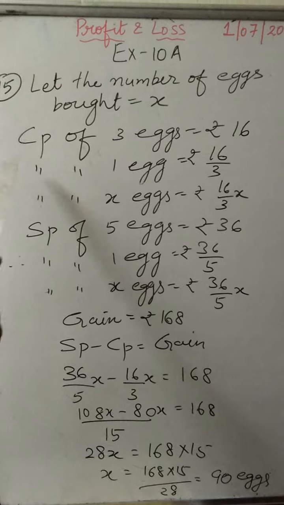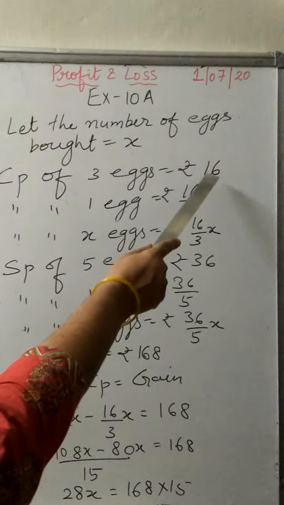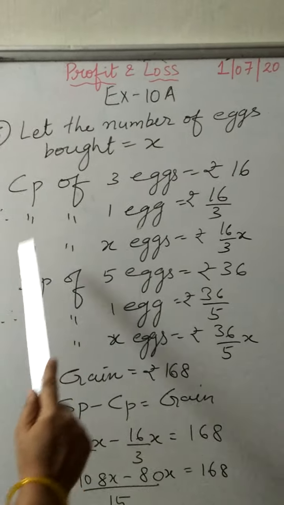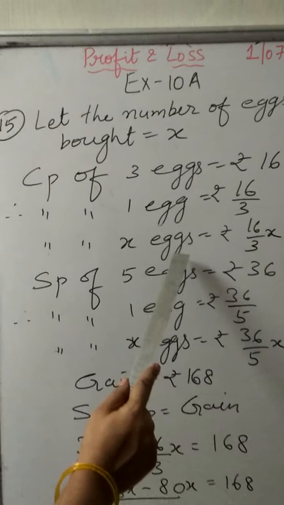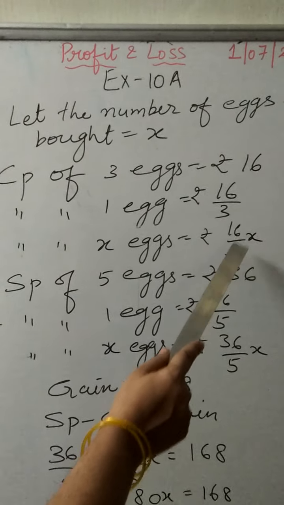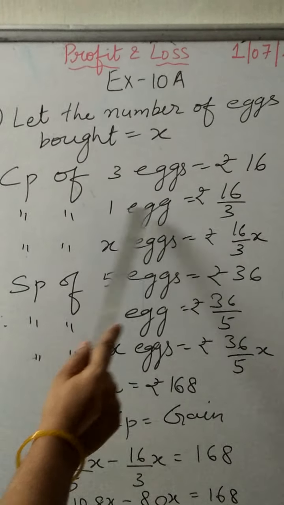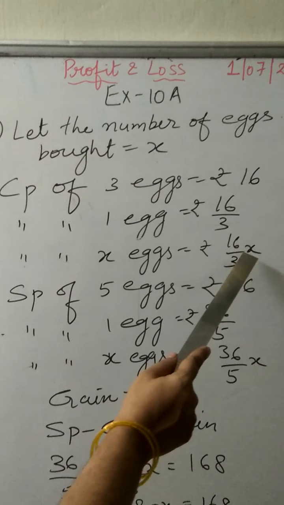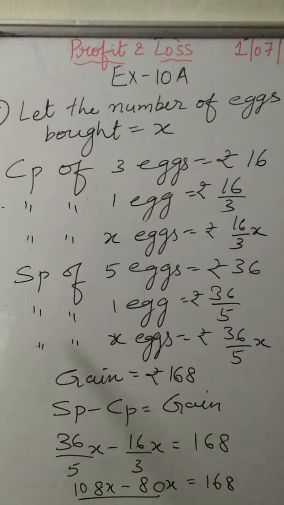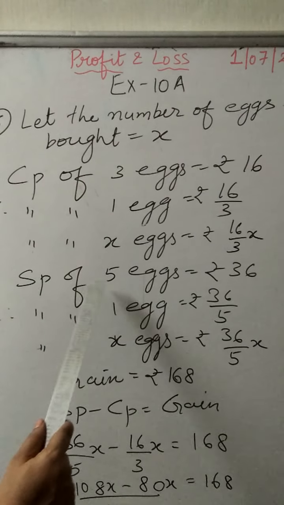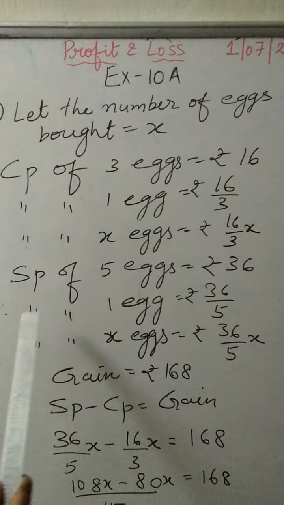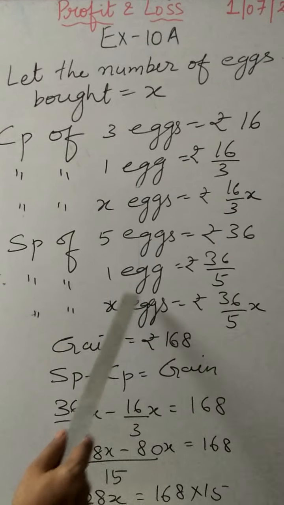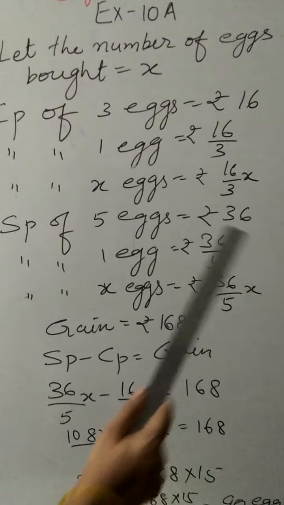Next again, cost price of 3 eggs is equal to rupees 16. Then cost price of 1 egg is equal to rupees 16 by 3. Then again cost price of x eggs is equal to 16 by 3 x rupees. That means cost of 1 egg is given. We have purchased x eggs. So x into 16 by 3. Similarly, we have to find SP also. It is given in the question that selling price of 5 eggs is equal to rupees 36. So selling price of 1 egg is equal to rupees 36 by 5. Again selling price of x eggs is equal to rupees 36 by 5 x.